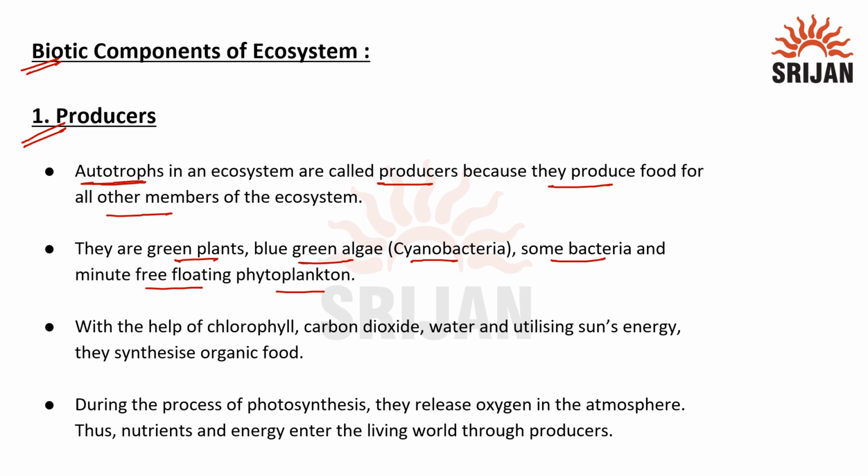They perform the process of photosynthesis with the help of chlorophyll, carbon dioxide, and water, and they utilize the sun's energy for synthesizing organic food. During photosynthesis, a byproduct is also released, which is oxygen, which is required by all other organisms for respiration. Thus, nutrients and energy enter the living world through these producers.